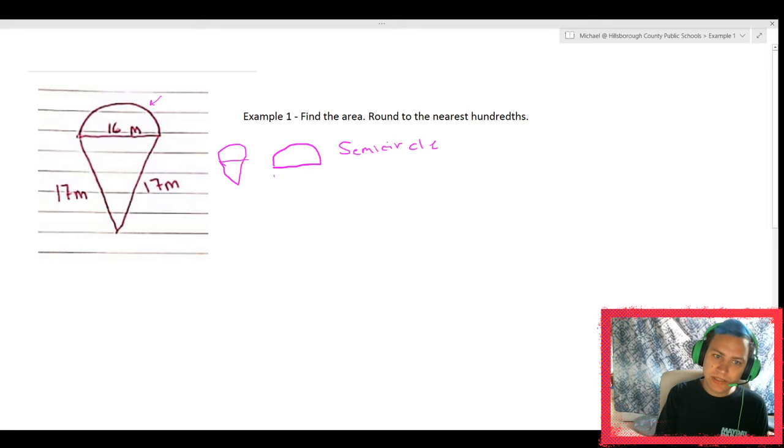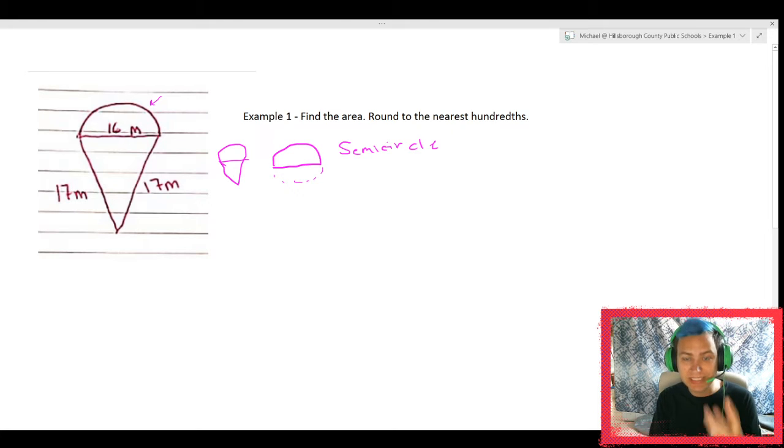And so for the semicircle, we're going to find the area of a regular circle, right? We're going to pretend it's a regular circle, but then at the end, since we want it to be a semicircle, we're going to take that number and cut it in half. So I've got 16 meters there. Notice that that length goes all the way across.